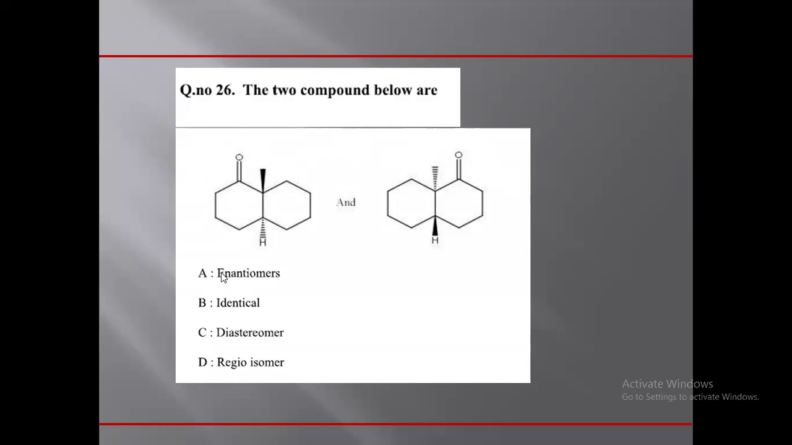Then come to C. We'll see the diastereomer. We'll discuss the diastereomer definition. What are diastereomers? Two or more chiral centers, not mirror images of each other.